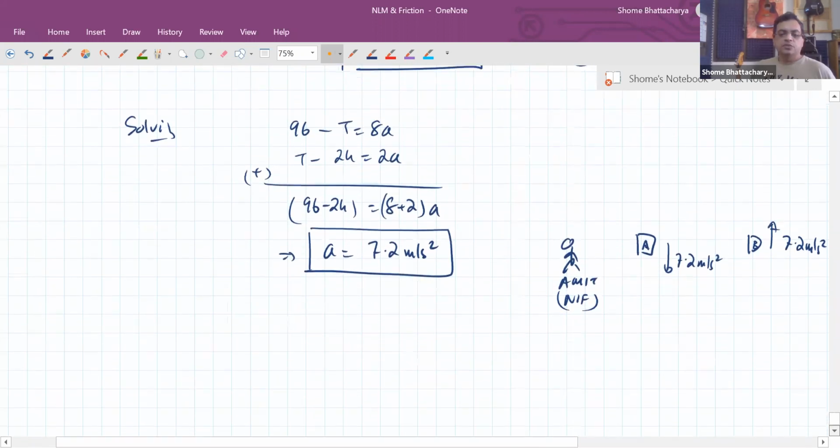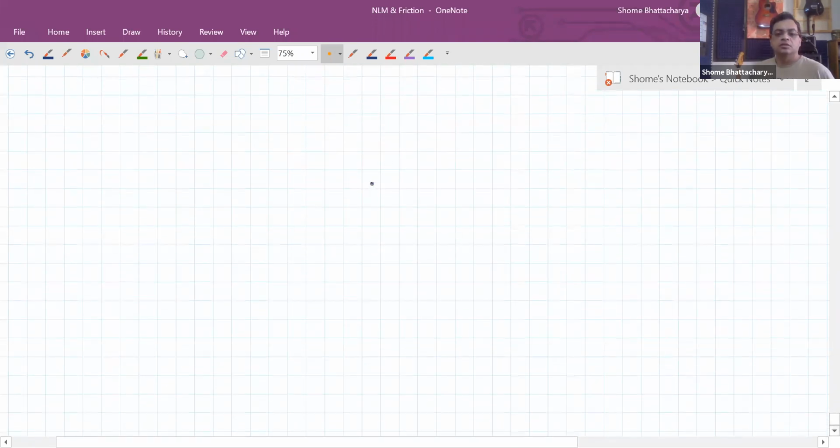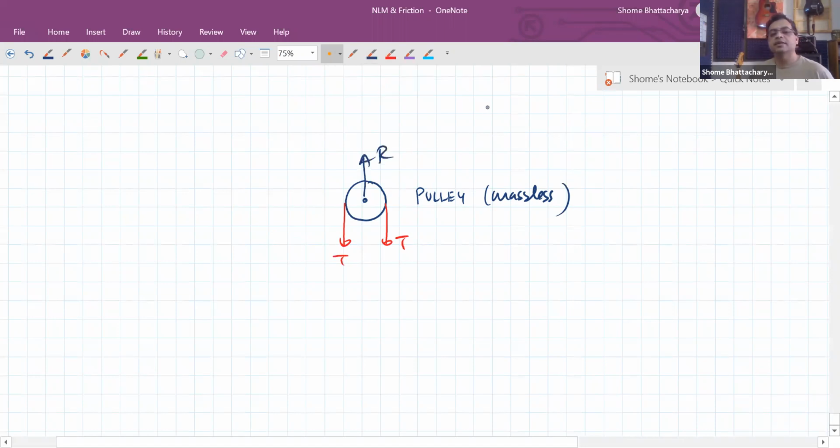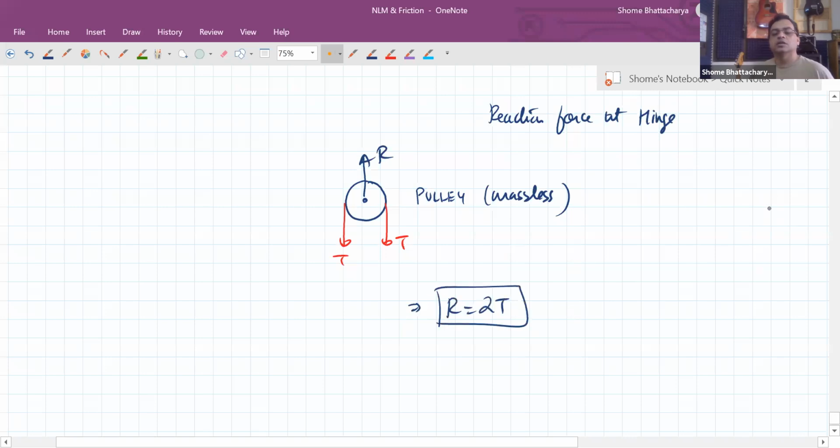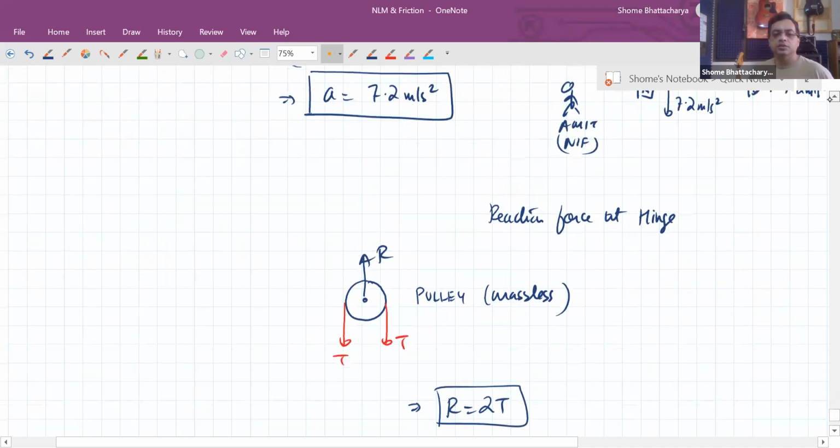And to find the reaction force on the pulley's hinge, this is a free body diagram of the pulley. Okay. It is massless. So here we need not worry about which frame, because the pseudo force and weight will not exist because its mass is tending to 0. So the sum of these two tensions is balanced by whatever reaction force is acting at the hinge. So this reaction force will be equal to 2T. Okay. And T we can work out from the earlier equations.